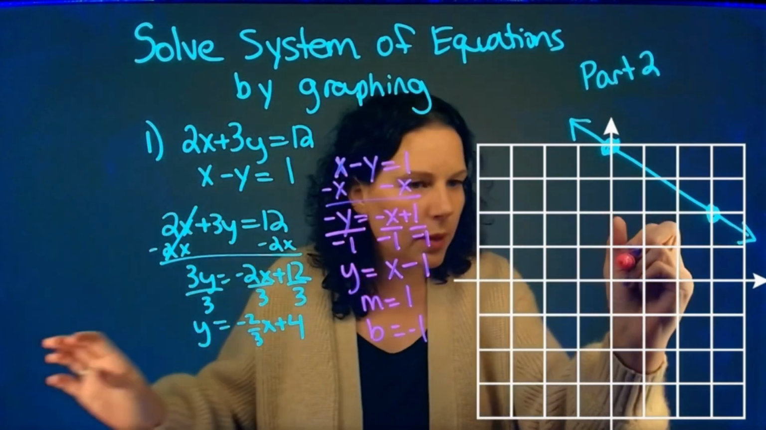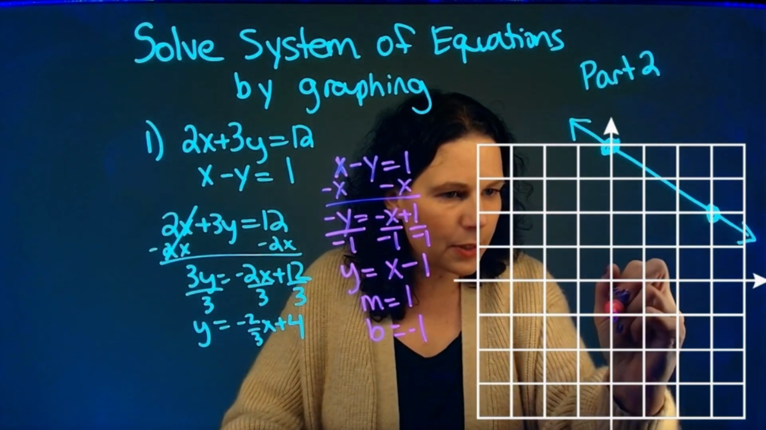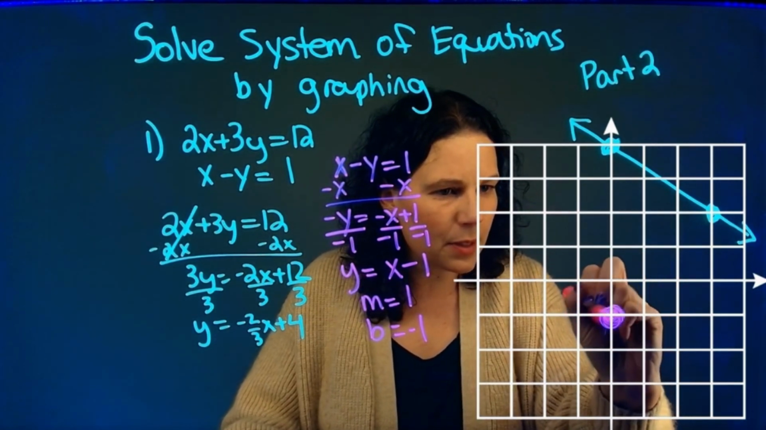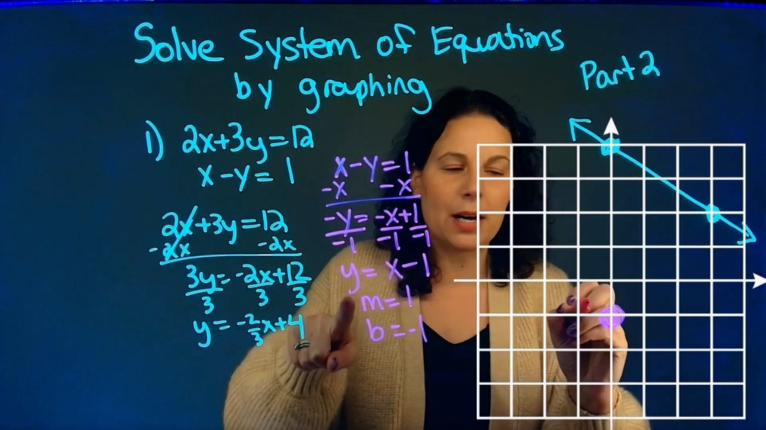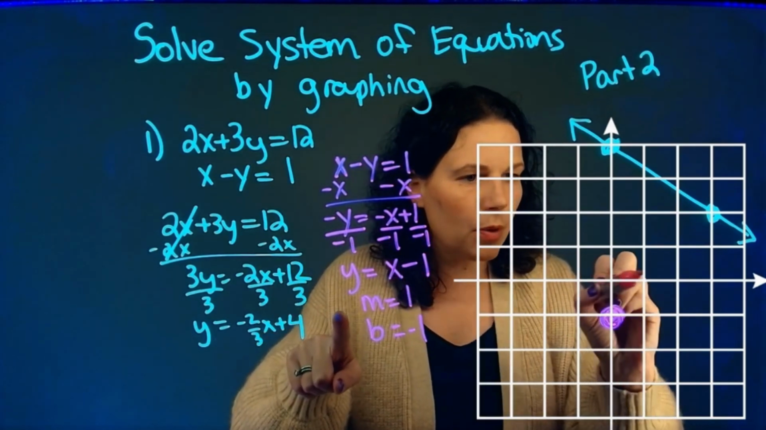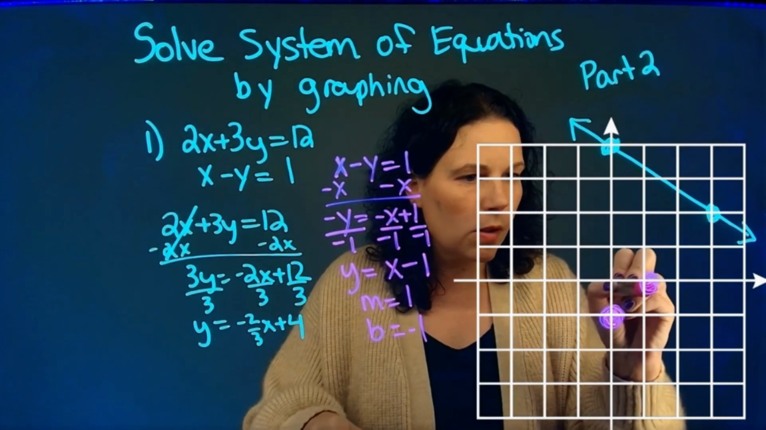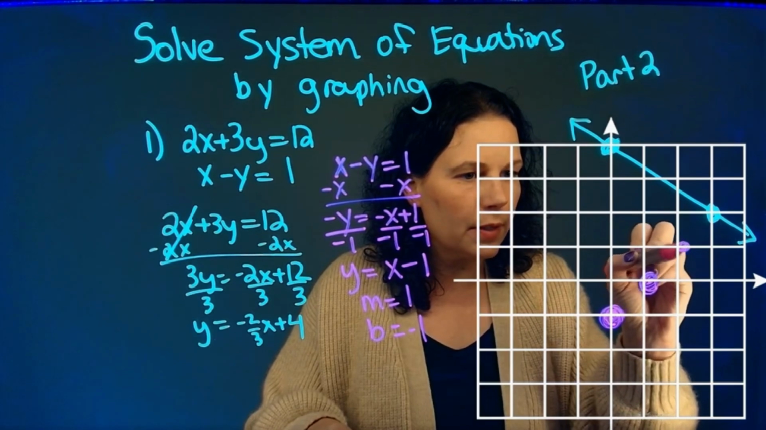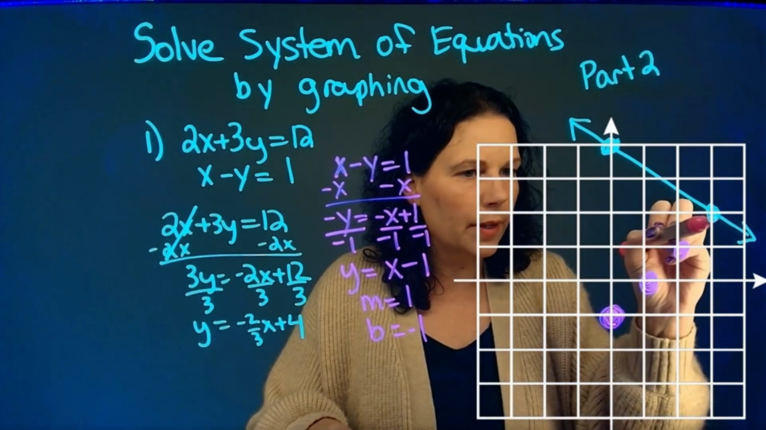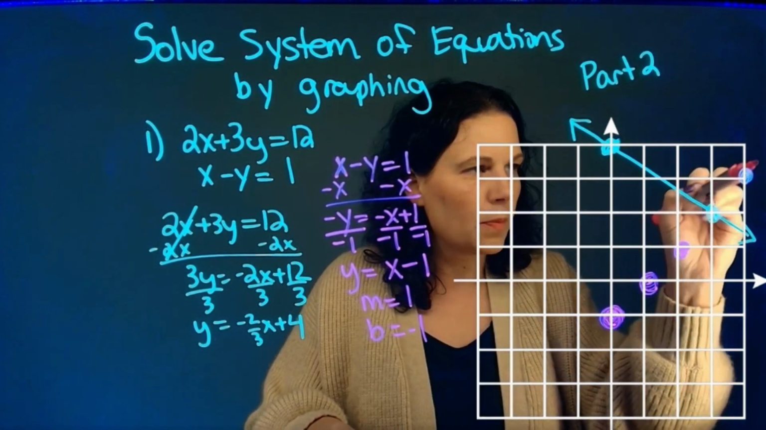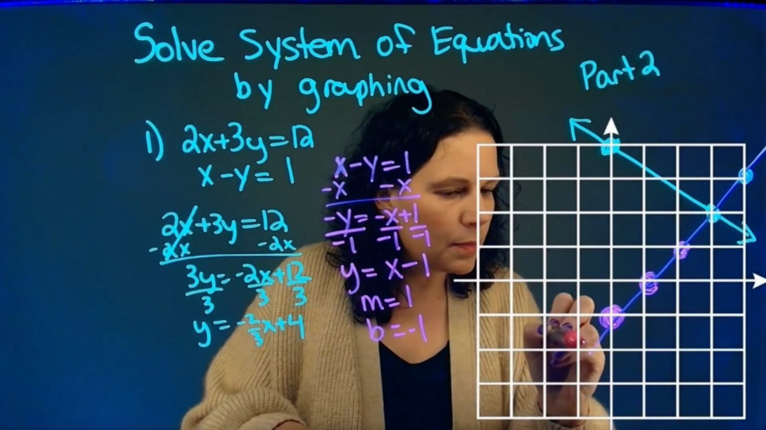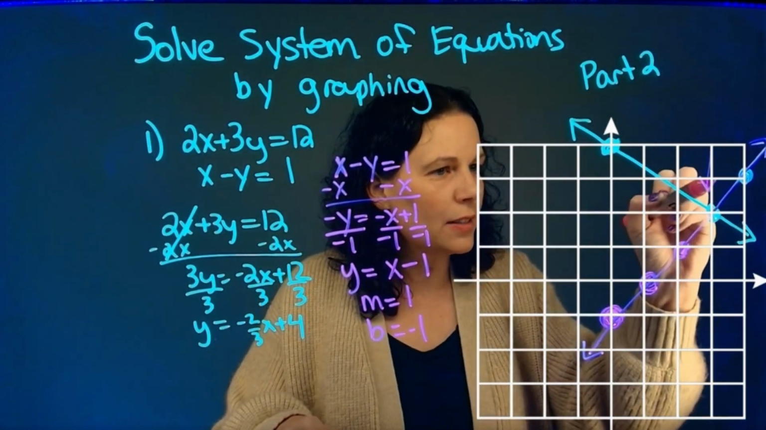Okay. So we're going to go down to 1 and put a dot on my y-intercept. Then our slope is positive 1. So we go up 1 over 1 to the right. Up 1 over 1 to the right. Up 1 over 1 to the right. We can do it again. Connect our dots. And here is our intersection.